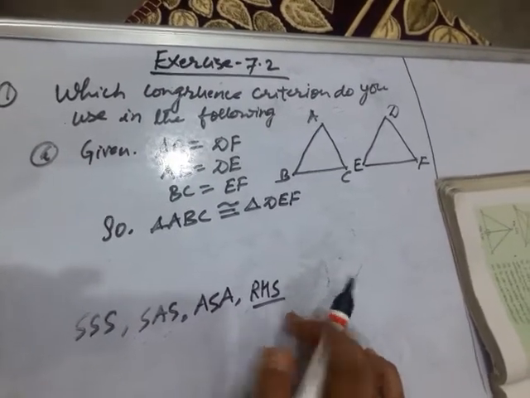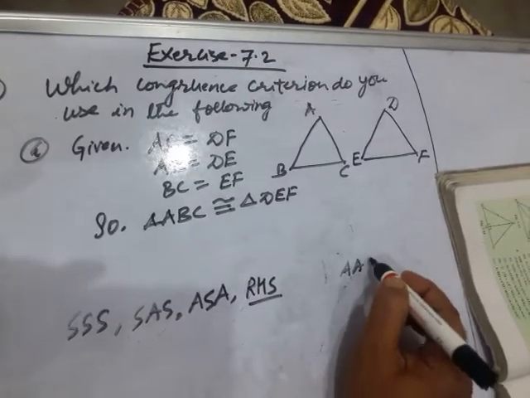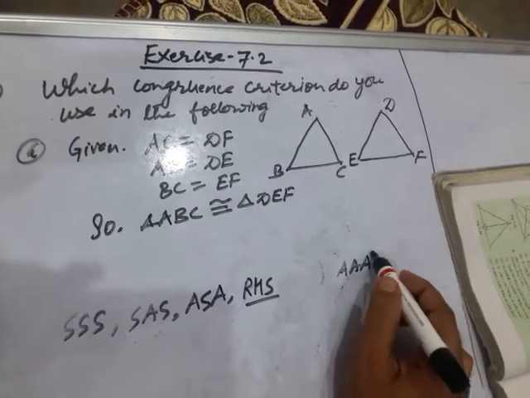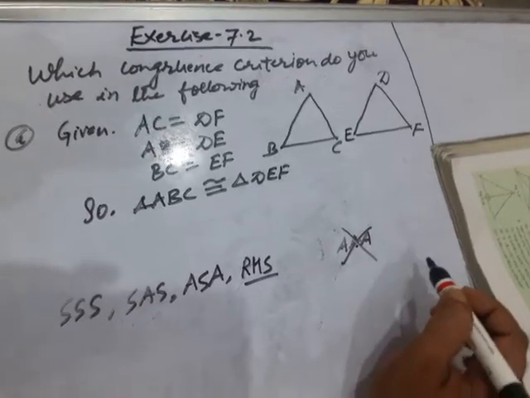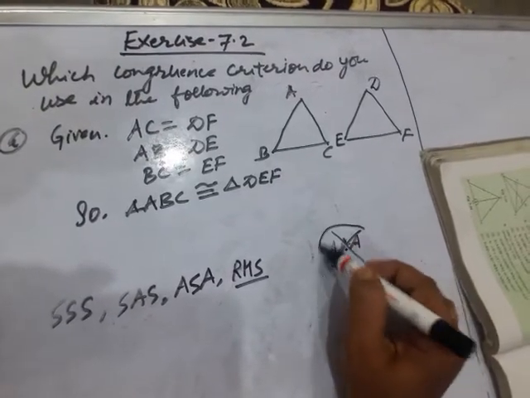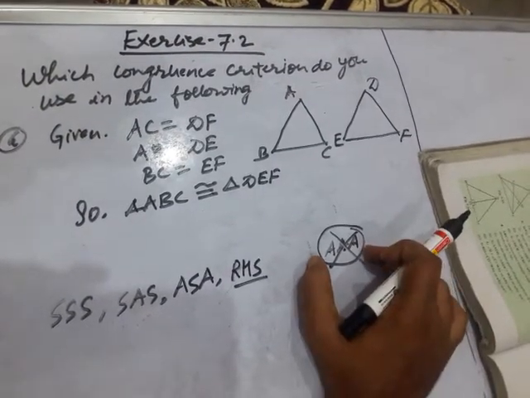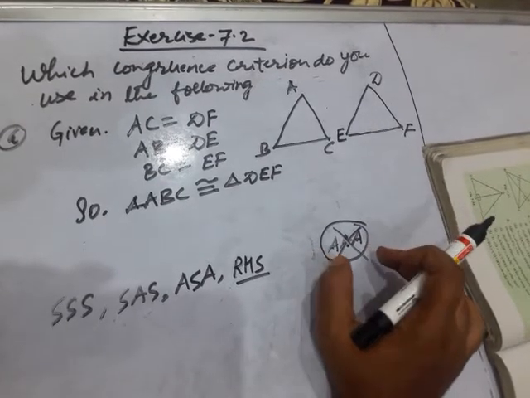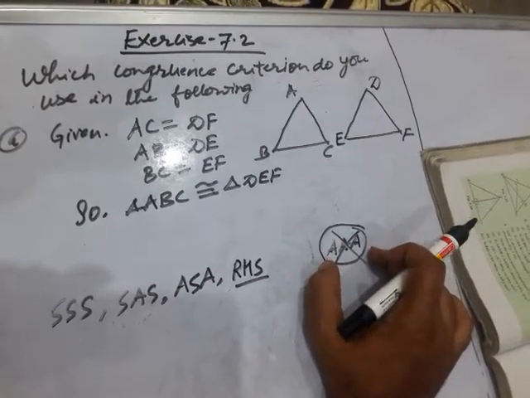Notice that, children, the triple A congruence criterion does not exist. Clear? So don't get misguided. Triple A congruence criterion does not exist. Clear? It is wrong. So don't use this triple A.